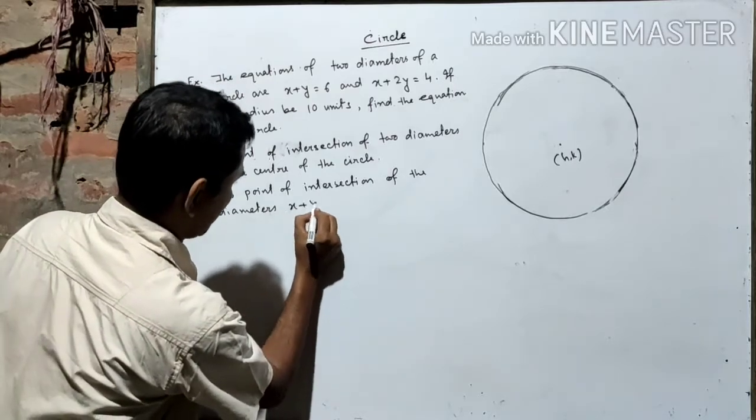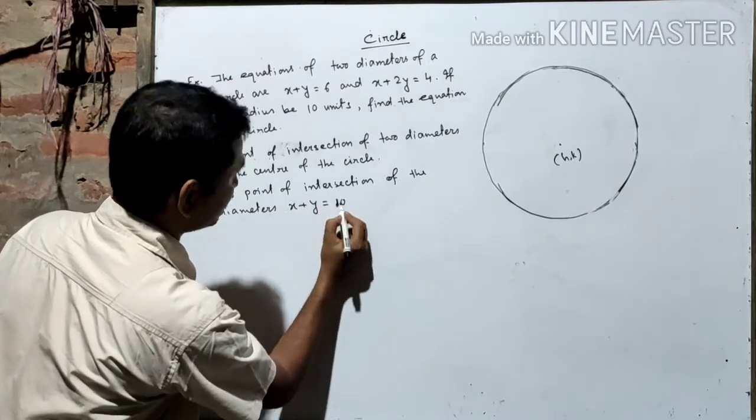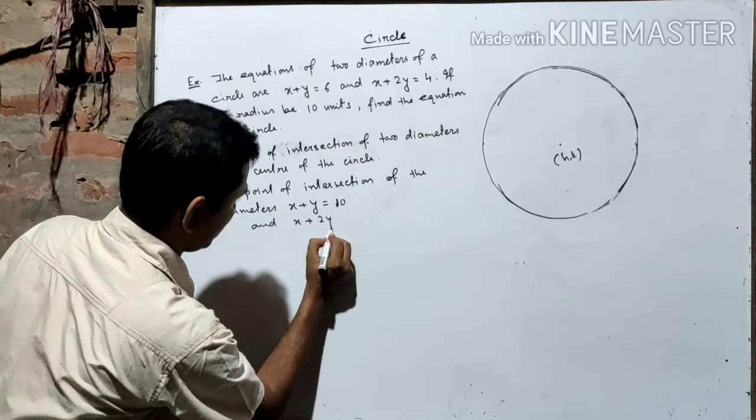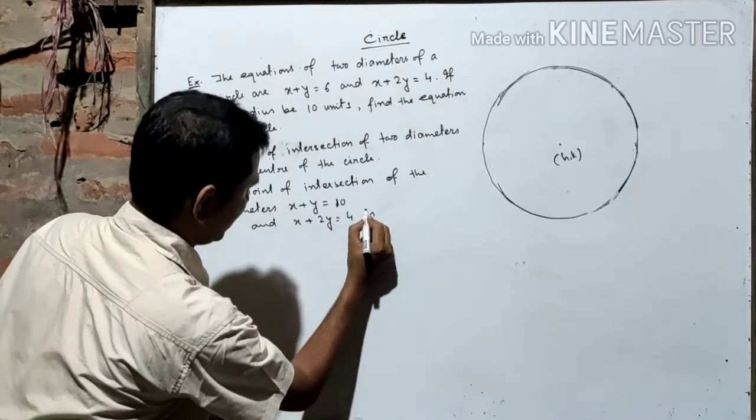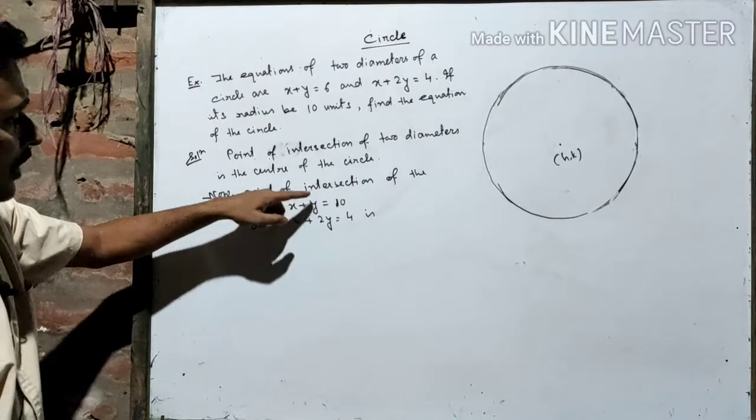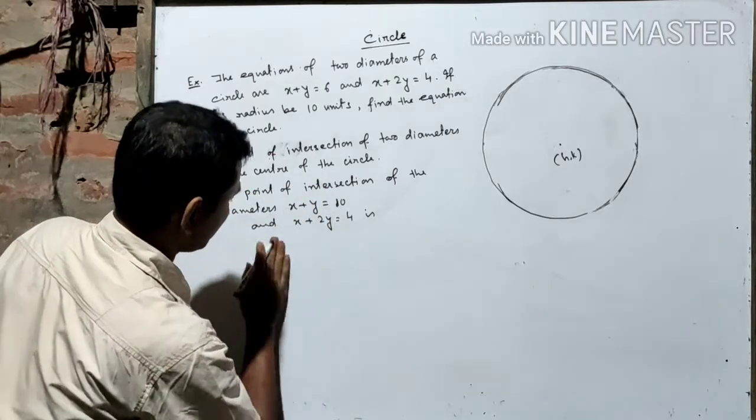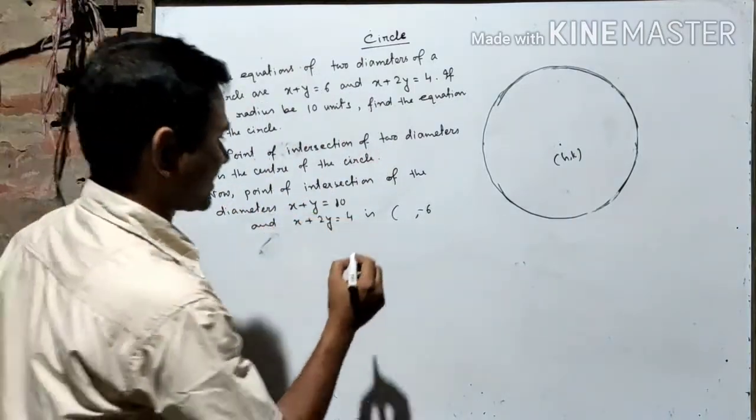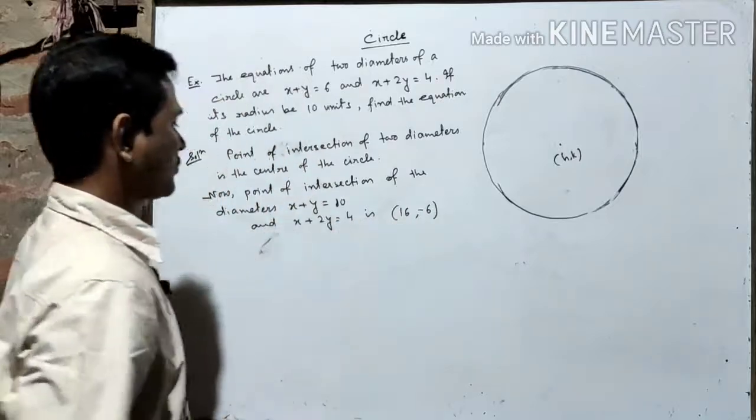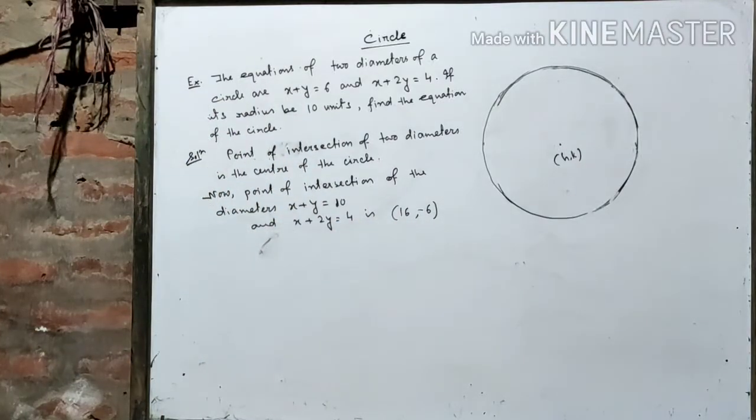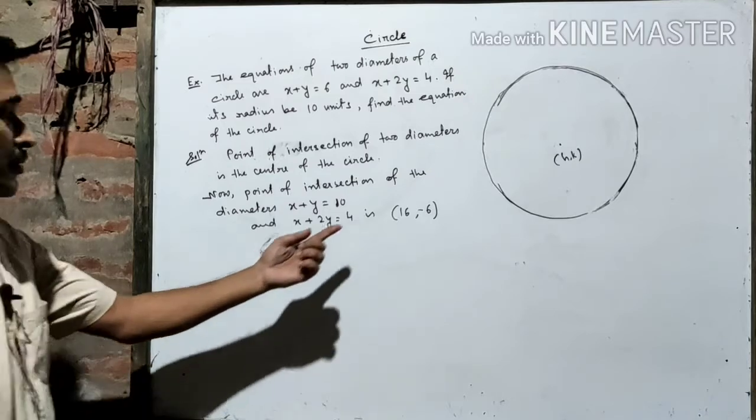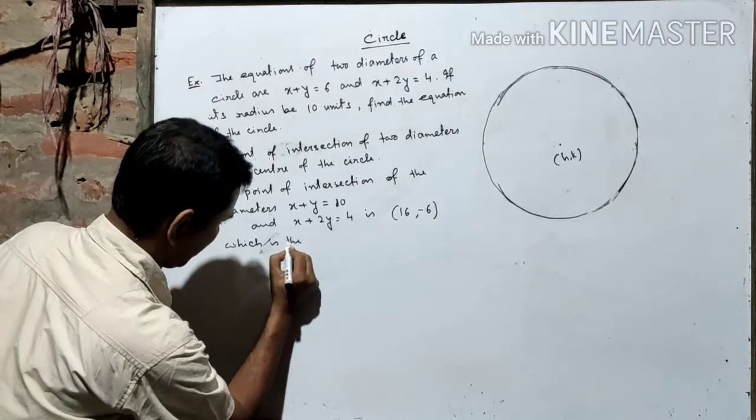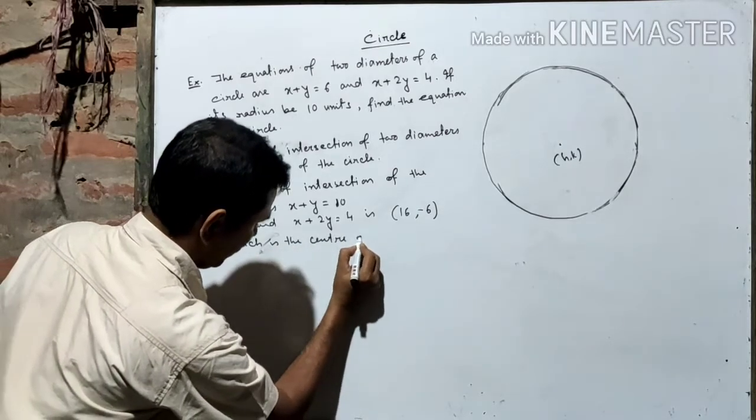x plus y is equal to 10 and x plus twice y is equal to 4 is, on solving, subtracting, y equal to minus 6. On putting y is equal to minus 6, x is equal to 16, so this is 16, minus 6, which is the center of the circle.